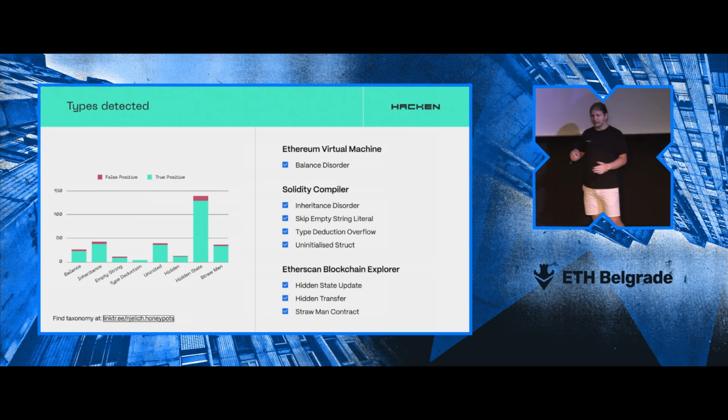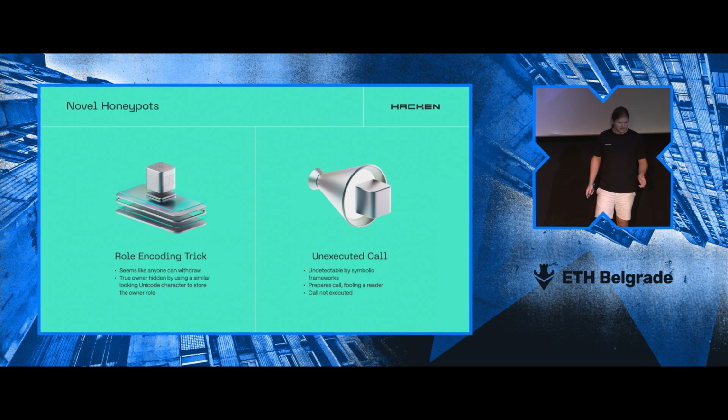And then there's the UX stuff, so hidden state updates, hidden transfers, and strawman contracts where you may change where a certain library or precompile points to, which can sort of mess with how easy it is to figure out what's actually going on in this code. So these types exist. Also, there are some newer ones.